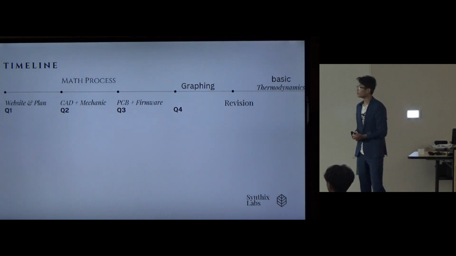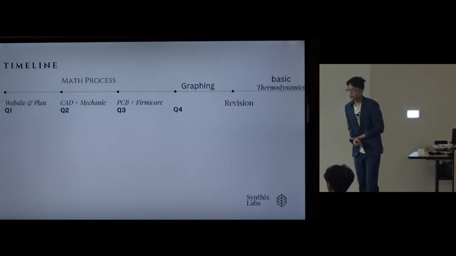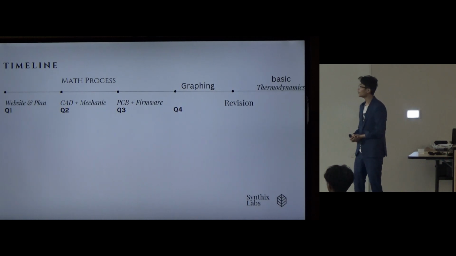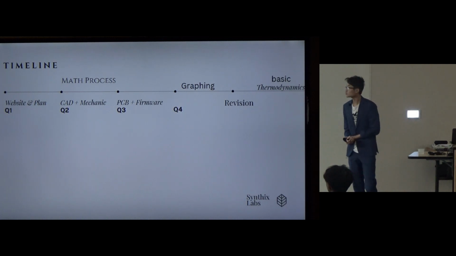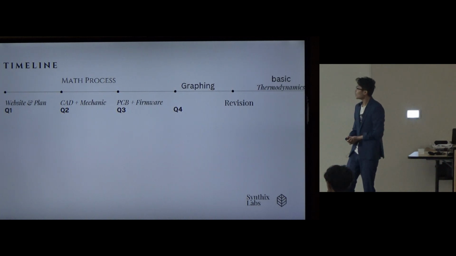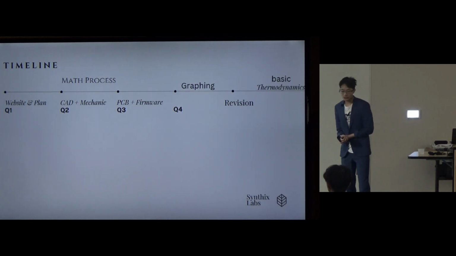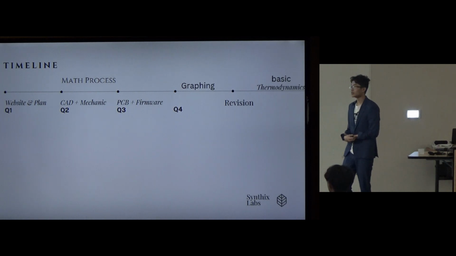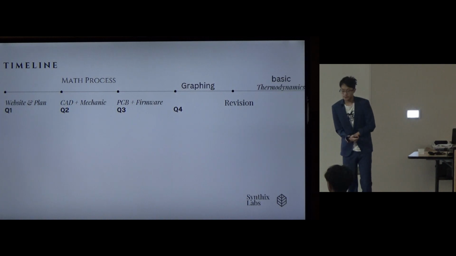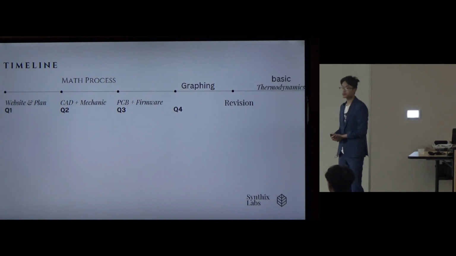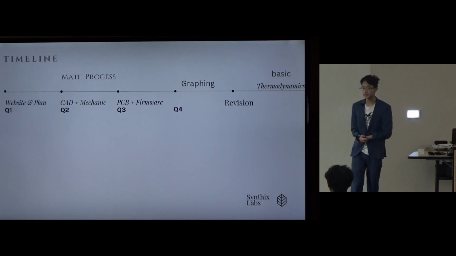So this is the timeline I'm going to be following. In the first quarter, I'm going to do my website and be planning for the rest of my timeline. The second quarter, I'm going to do hardware design and mechanics. The third quarter, I'm going to do my printed circuit board, which is the motherboard, and the coding for the hardware. Quarter 4 is basically all revision and deciding on what I need to do next.